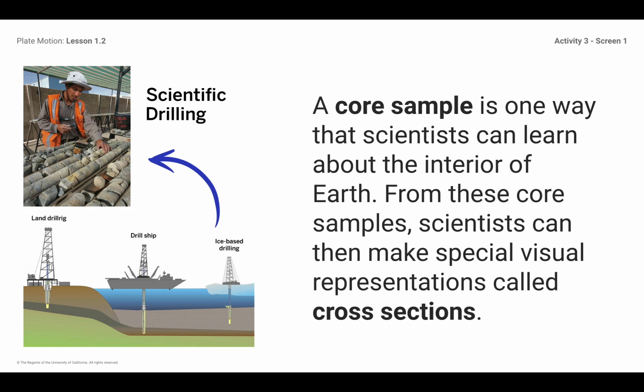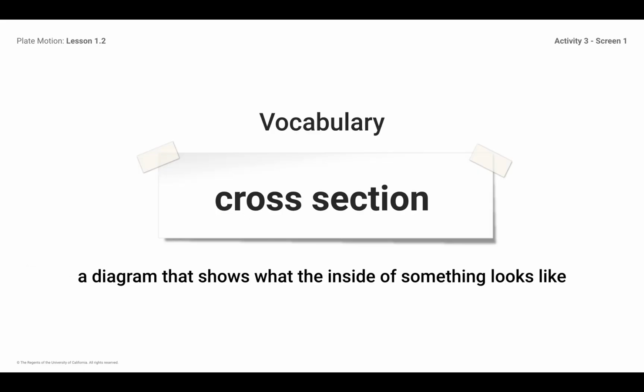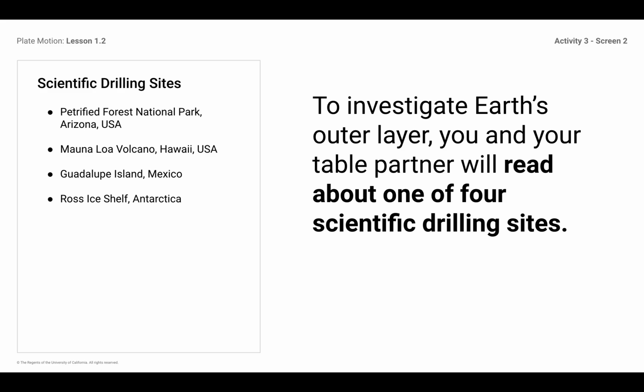So a core sample is one way that scientists can learn about the interior of Earth. And from these core samples, scientists can then make special visual representations called cross sections. And hopefully you remember when you were doing your vocabulary yesterday that a cross section is a diagram that shows what the inside of something looks like. So if you took a picture and you sliced it in half, that's a cross section.